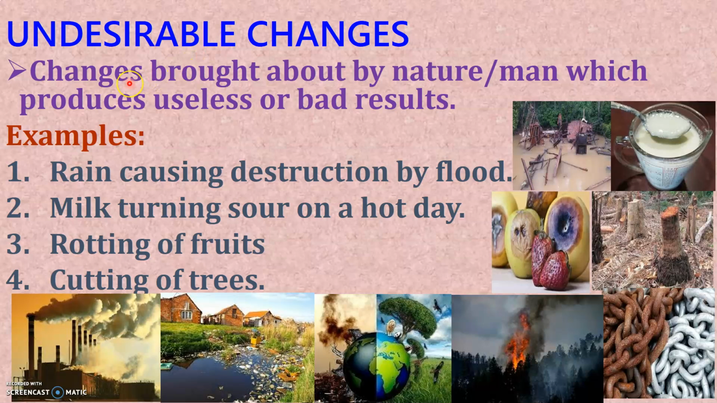Undesirable changes. Changes that are brought about by nature or man, which produce a useless or a bad result. Heavy rainfall, which leads to flood, is a change that is brought about by nature. But the flood causes destruction to human life, which means the change has produced a useless or a bad result. Therefore, we call this an undesirable change.